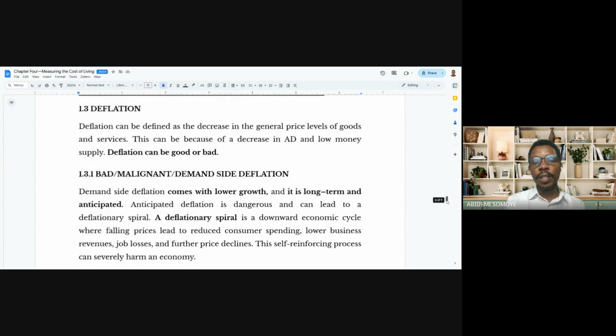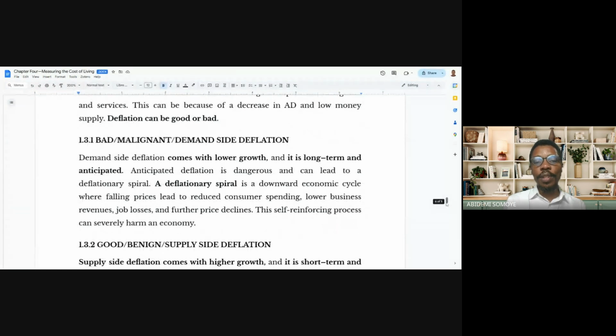Another name for bad deflation is demand side deflation or malignant deflation. Demand side deflation comes with lower growth and it is long-term and anticipated. Anticipated deflation is dangerous and can lead to a deflationary spiral. So what is a deflationary spiral? A deflationary spiral is a downward economic circle where falling prices lead to reduced consumer spending, lower business revenues, job losses, and further price declines. This self-reinforcing process can severely harm an economy.